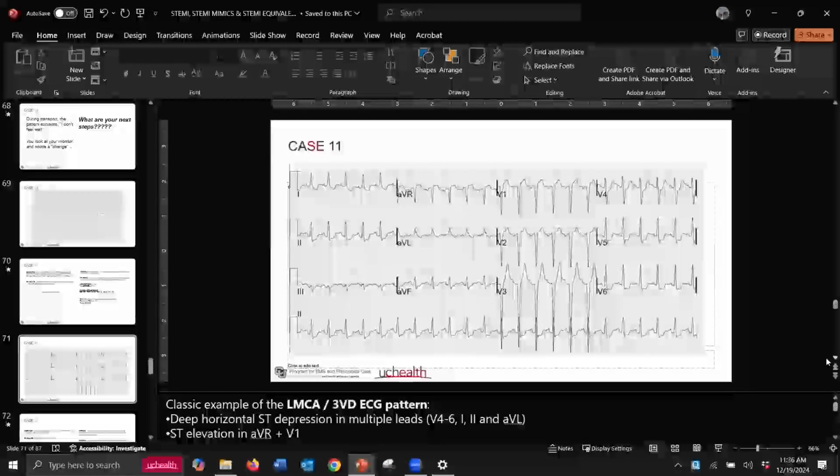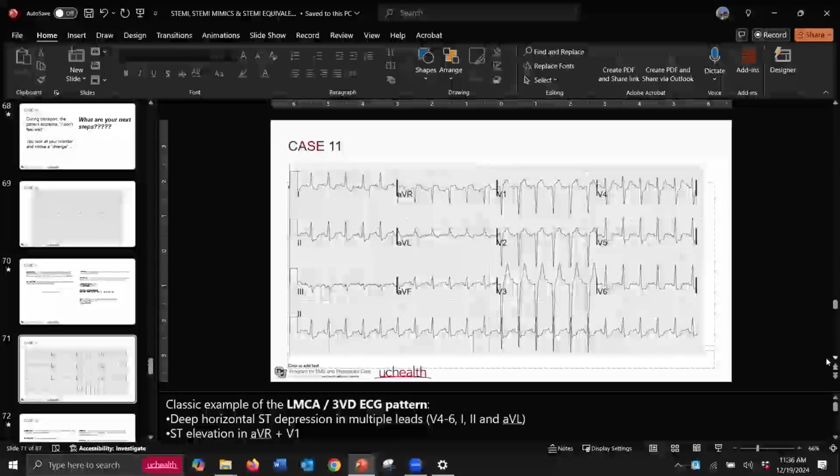So this is an equivalent. Hold on. This is an equivalent. This is a really, really, really bad equivalent. This is a left main coronary artery lesion, like above the LAD bifurcation. This is the entire left main.